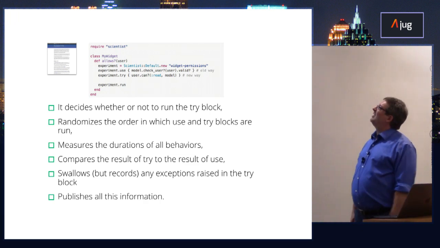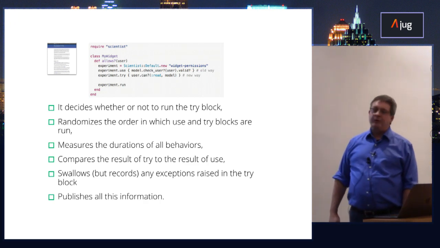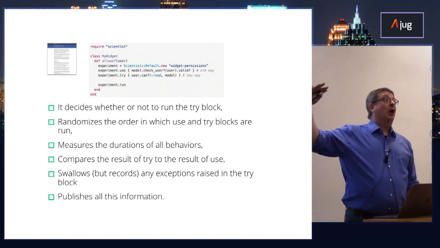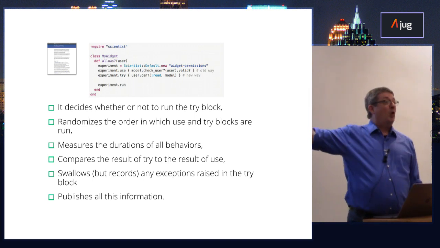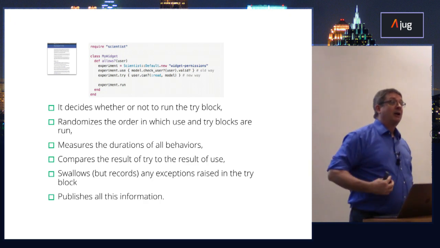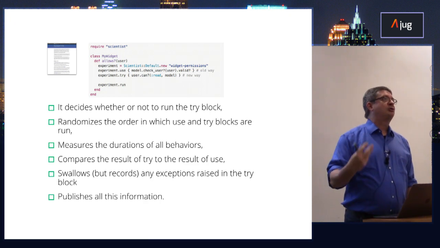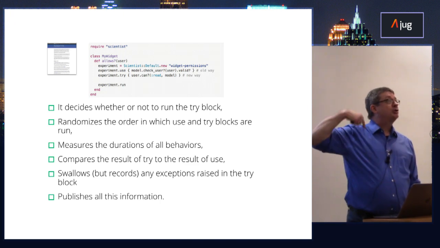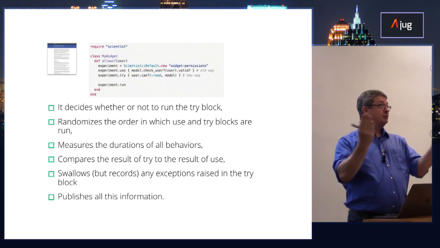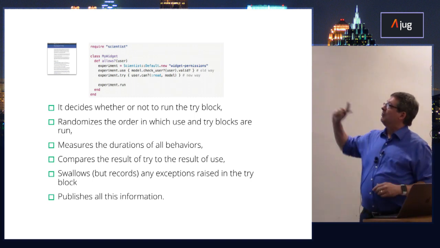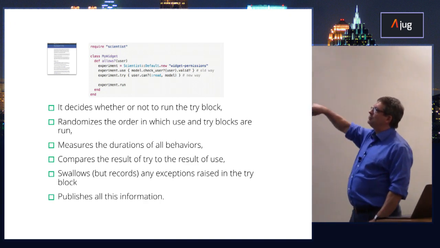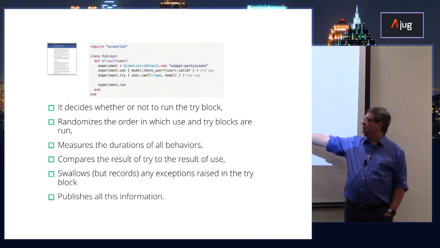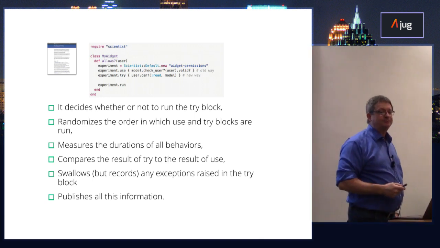When it hits an experiment block, Scientist decides whether or not to run the try block. So for the merge experiment, 1% of users ran the try block. It always runs the use block and it always returns the result of the use block. So even if you stumble into this experiment, the worst case scenario is you get exactly the answer you would have gotten back if this experiment weren't running, but we're also running the experiment code so we can compare the results to see did it work the same way. So we randomize the order in which use and try are run, measure the durations, because we're measuring performance too, compare the results of try to use, swallow and record any exceptions, and then publish all this information.